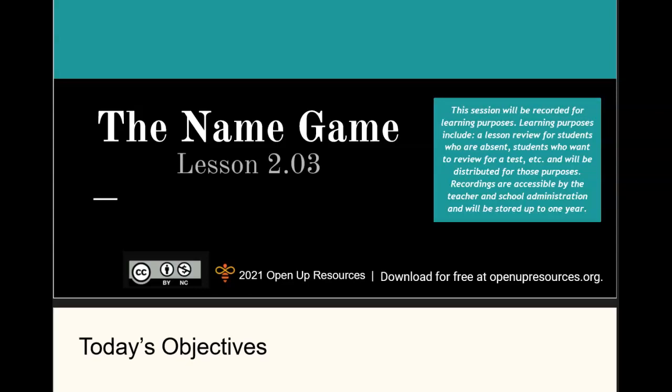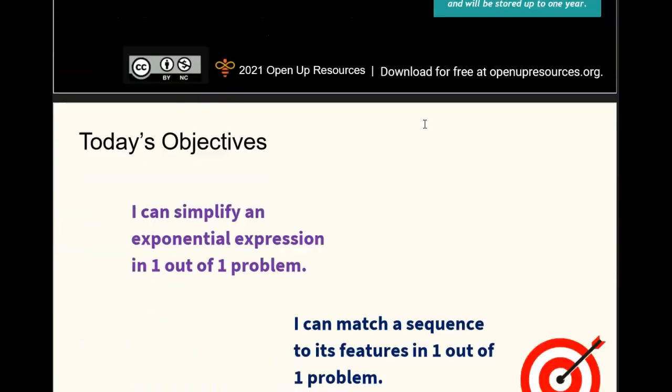Today we're looking at lesson 2.03, the name game. So today's objective is, we've actually got two. One is I can simplify an exponential expression in 1 out of 1 problem. And the other is I can match a sequence to its features in 1 out of 1 problem.